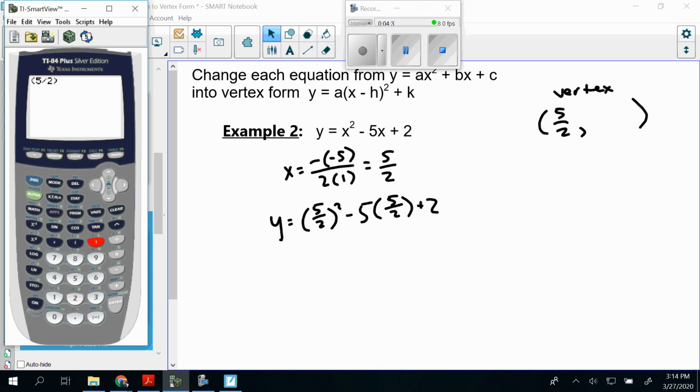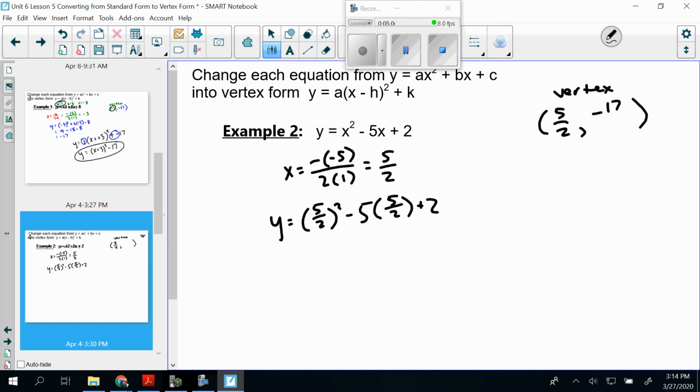5/2 squared minus 5 times 5/2 again plus 2. And if you hit enter, it'll give you that value, negative 4.25. If we'd want to write this one as a fraction too, how you can do that would be to hit math, enter, and then hit enter again on that fraction, you can see that it's also the same as negative 17 fourths. Okay, so that's our vertex.